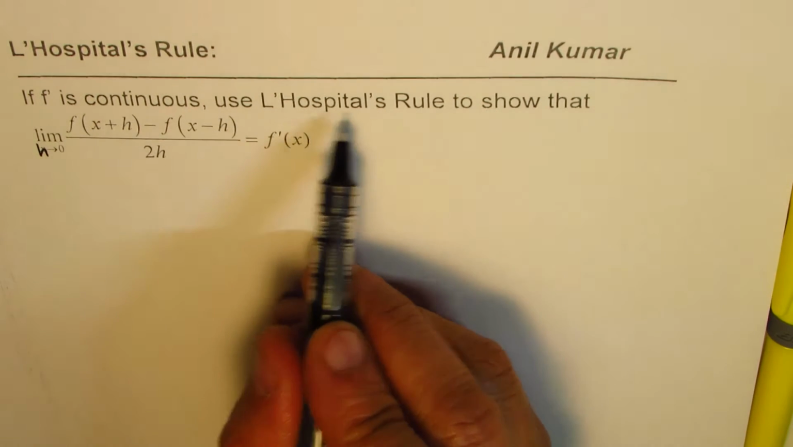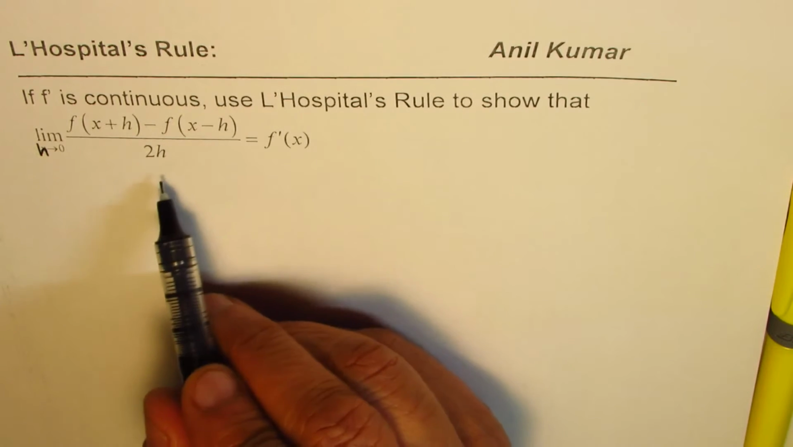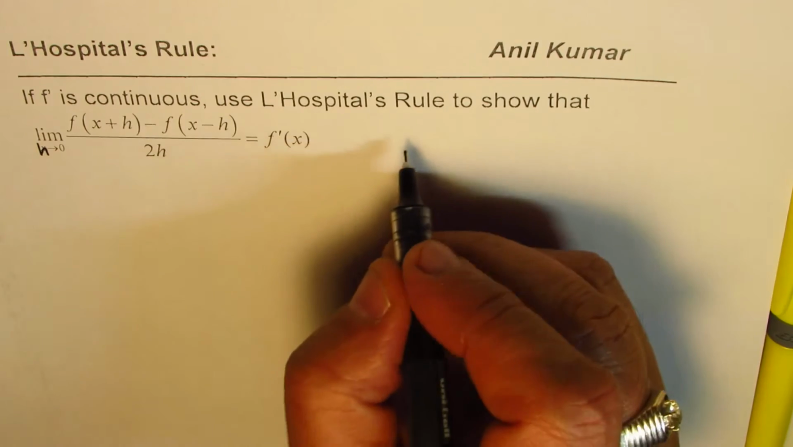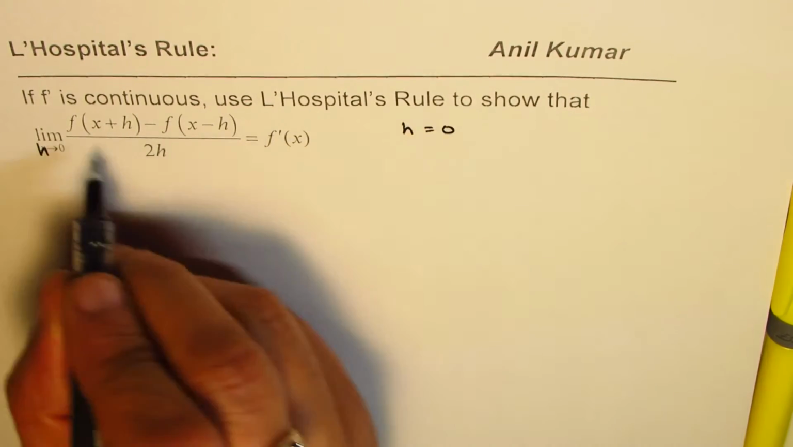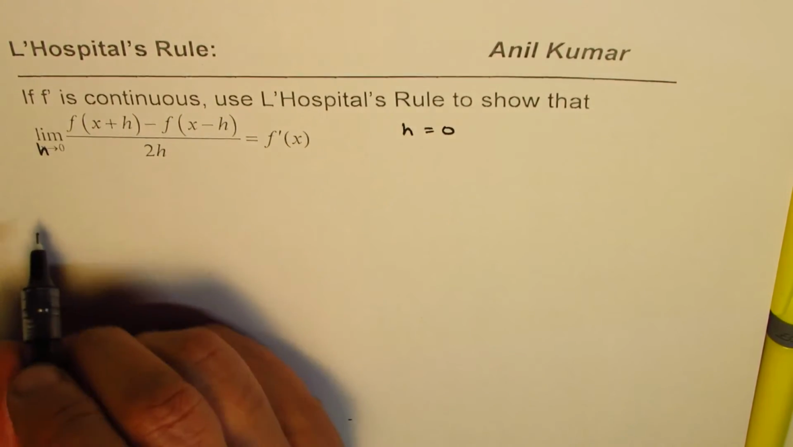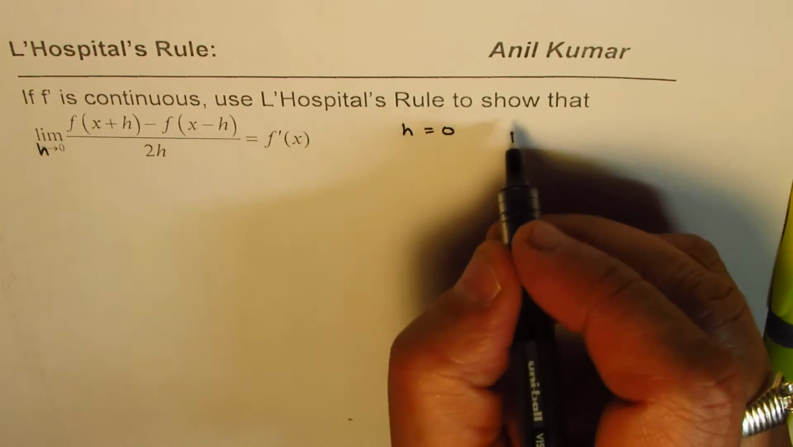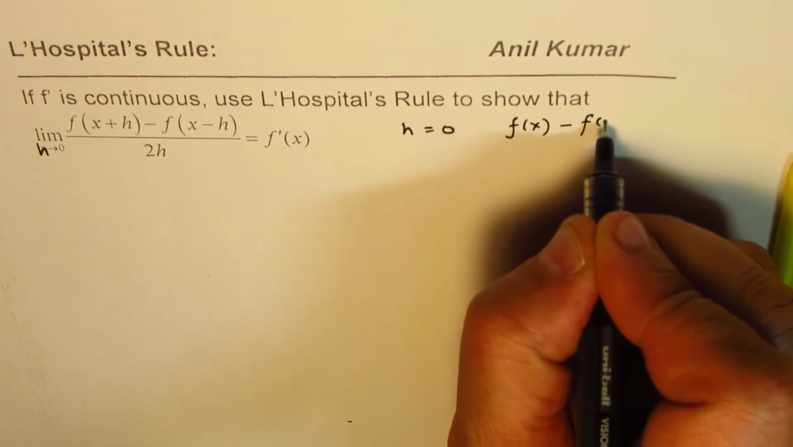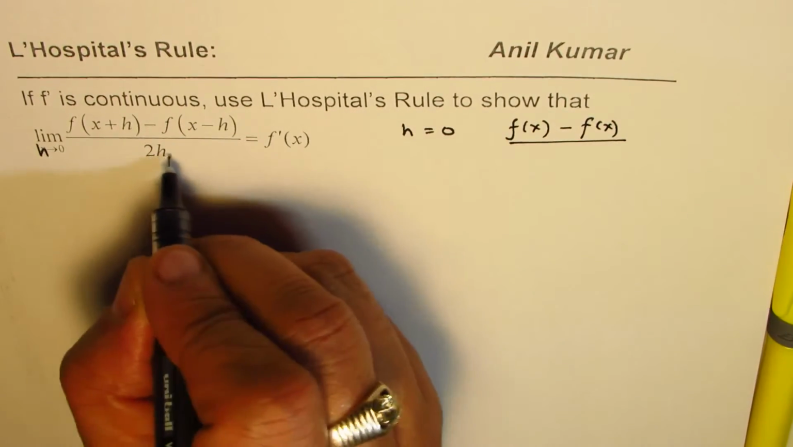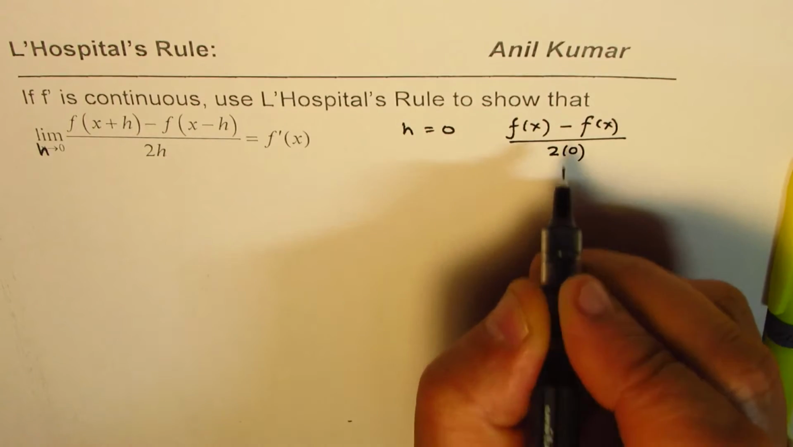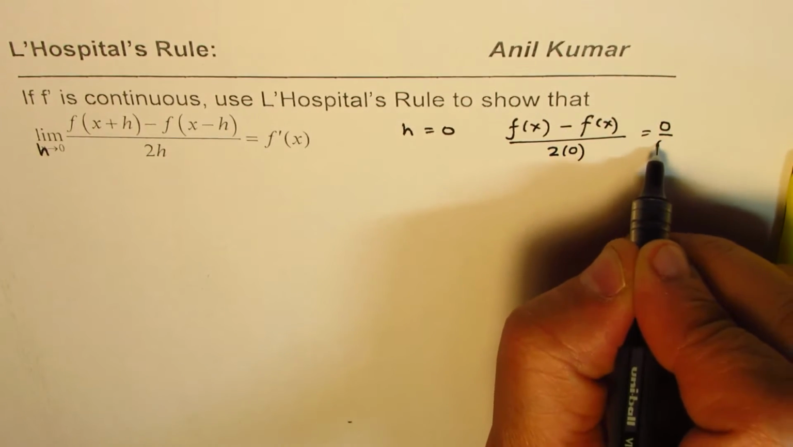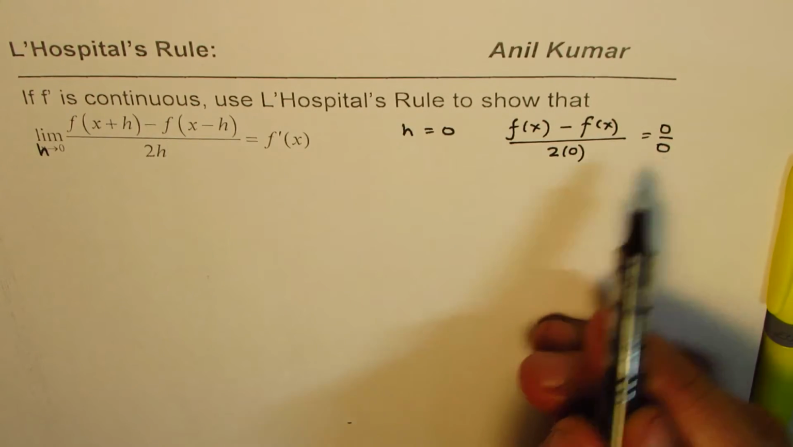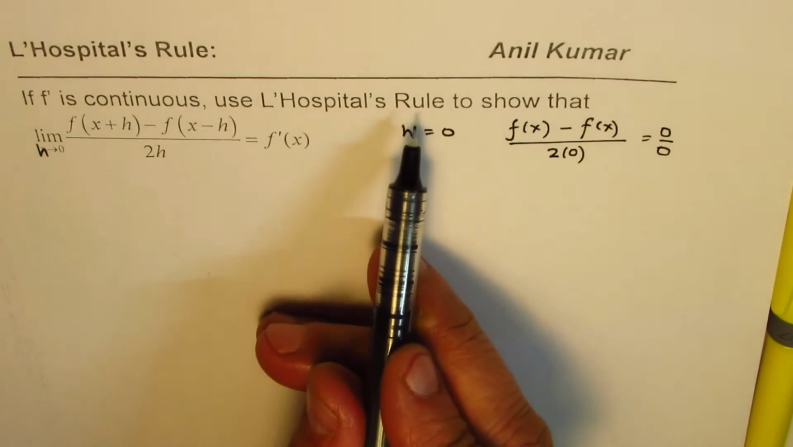Well, to apply L'Hospital's rule, we should see whether we have an indeterminate form or not. So if I substitute h equals 0 in this particular case, what do I get? I get f(x) minus f(x) divided by 2 times 0, and that is 0 over 0. Since we have an indeterminate form, we can apply L'Hospital's rule.